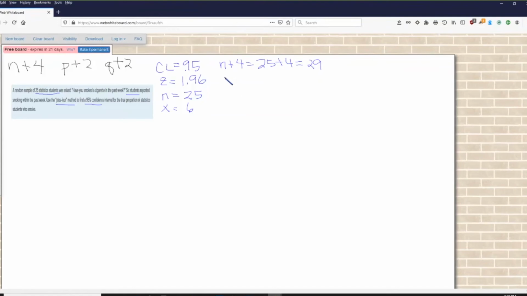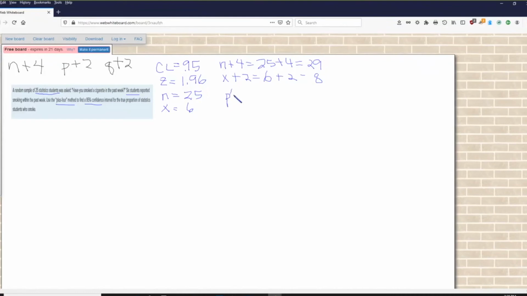And we're going to take our x, our number of successes, which was 6. We're going to add 2 to that to make it 8. Everything else is going to be solved exactly the same. All we did is make those two data points bigger.